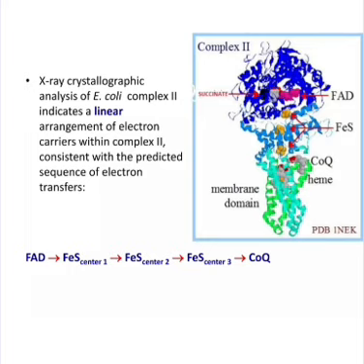X-ray crystallography analysis of E. coli complex 2 indicates a linear arrangement of electron carriers within complex 2, consistent with the predicted sequence of electron transfers.